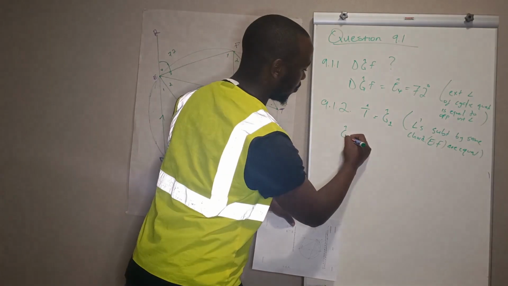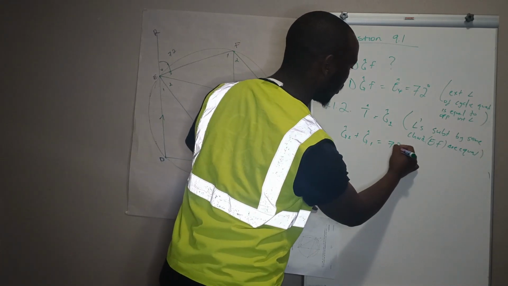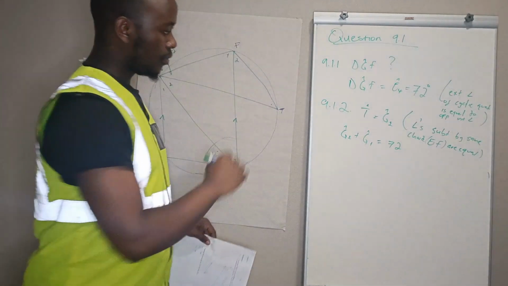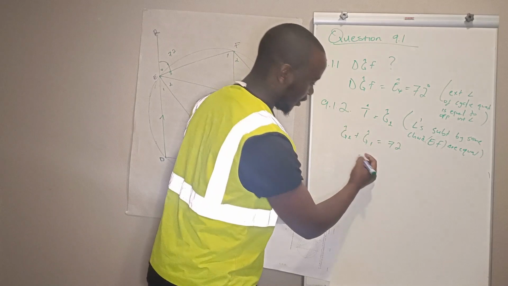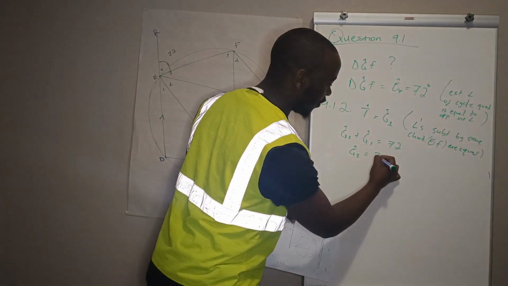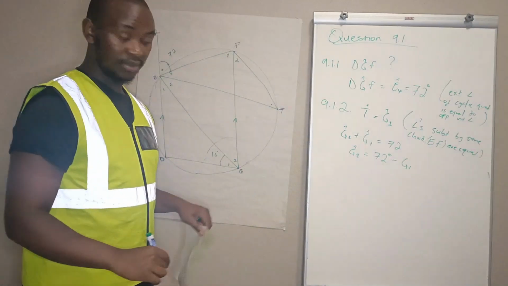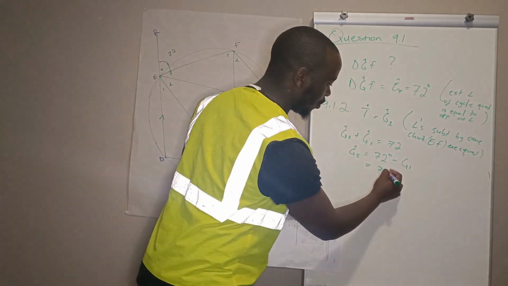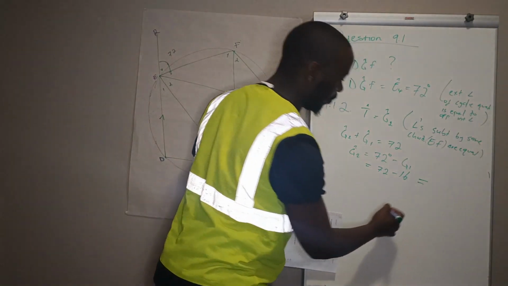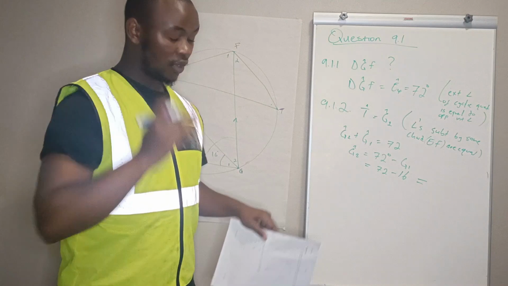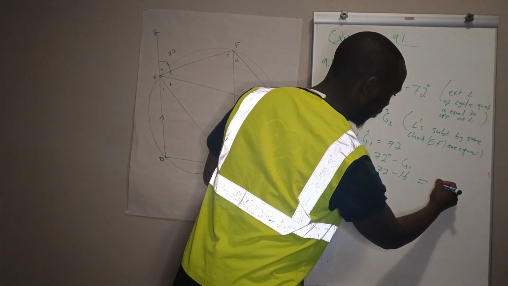So G2 plus G1 should give you 72 degrees. And to calculate the value of G2, you take G1 to the other side. So G2 is equal to 72 degrees minus G1. What is the value of G1? It is 16 degrees. So 72 minus 16, if you calculate, is going to give you 56.